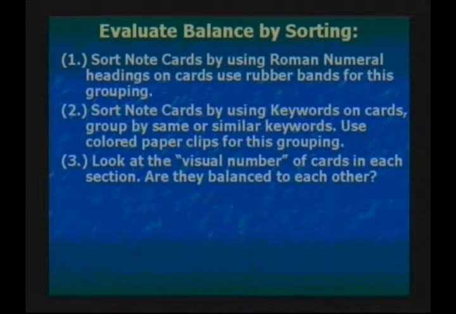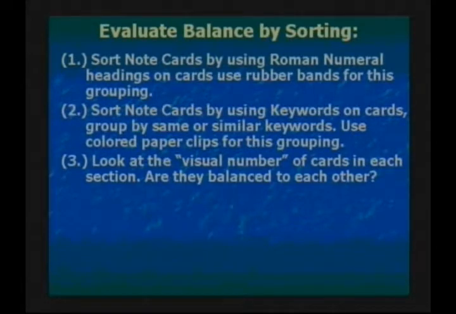The third point is to look at the visual number of cards in each section. Are they balanced to each other? Now, the student's cards that I just went through, were they balanced? 50, 30, 10, and 2? No, they weren't balanced. But yours aren't going to be balanced either. I don't know that anybody's ever done a research paper where the research was balanced when they were done. Part of it is that you get caught up in something you're really interested in and you do all your research in that area.